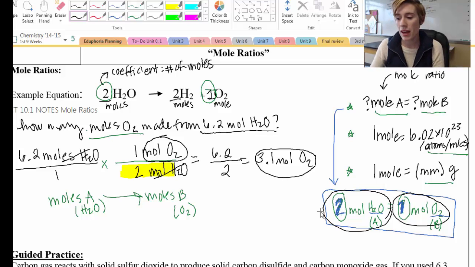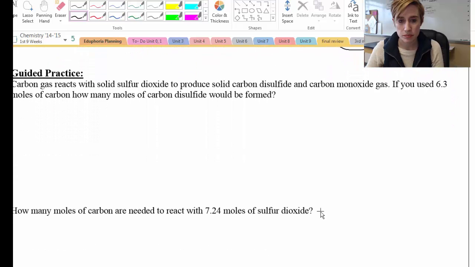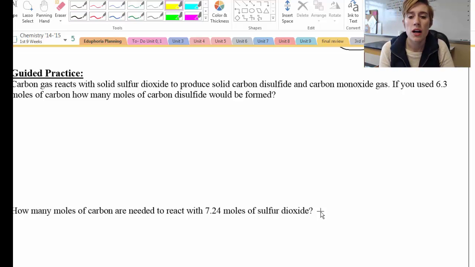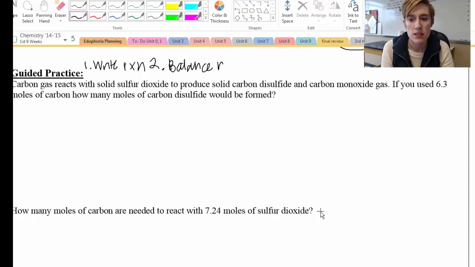Okay, let's go ahead and do a guided practice problem. This one is going to be a little bit harder, and I'll tell you why. It's because I didn't give you the reaction. So before starting, always write the reaction and balance it. So step 1, write the reaction. Step 2, balance the reaction.